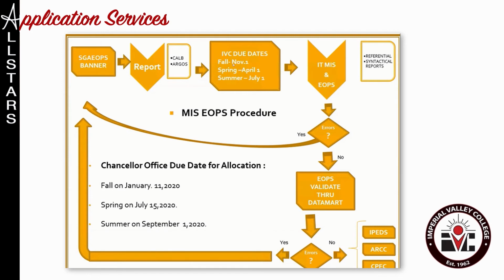And their data should be ready for fall by November 1st, for spring, April 1st, for summer, July 1st. So when the due date is past, they have to create the EOPS report, and I have to submit that report to the state, and I will be able to see it. If they have errors, I have to go back to them to fix it. But if everything went through, the EOPS will have their data available through the data mart. So they could check the data from the state's point of view, and the state will send that information to the different entities like IPEDS, ARC, and CPEC.